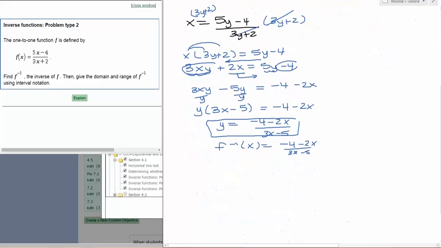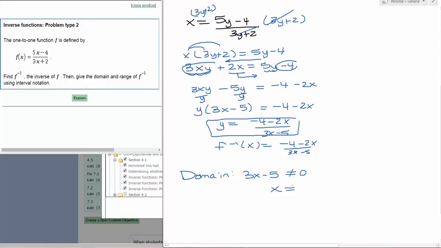And we want to do the domain and range of this. So the domain, you just calculate the same way we did with that original function. You take the denominator, 3x minus 5. You don't want it to be 0. So I'm going to add 5 and divide by 3. So x cannot equal 5/3. So the domain of this function is negative infinity to positive 5/3 union 5/3 to infinity.